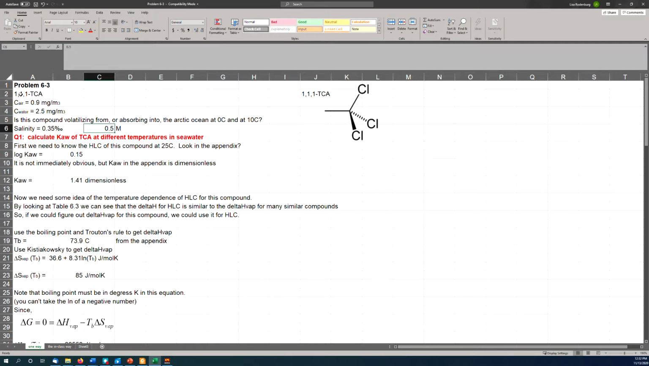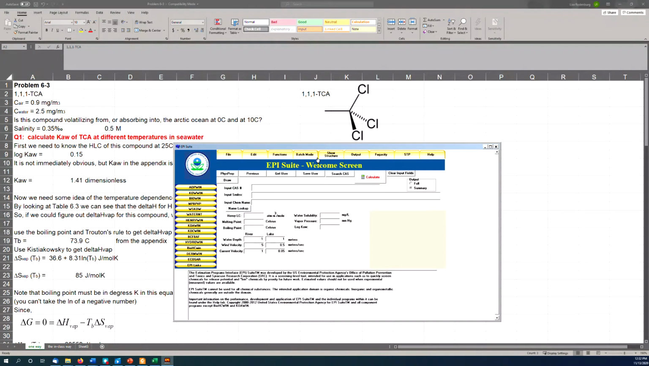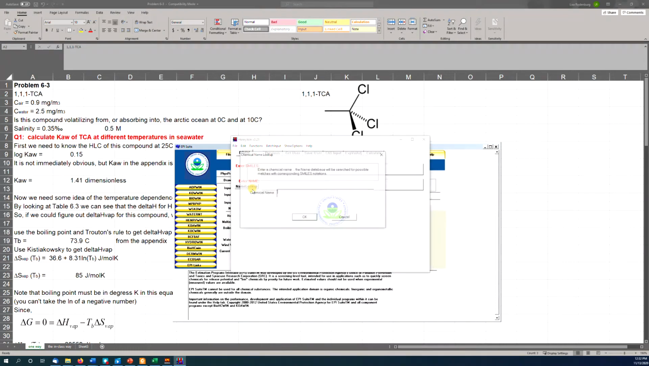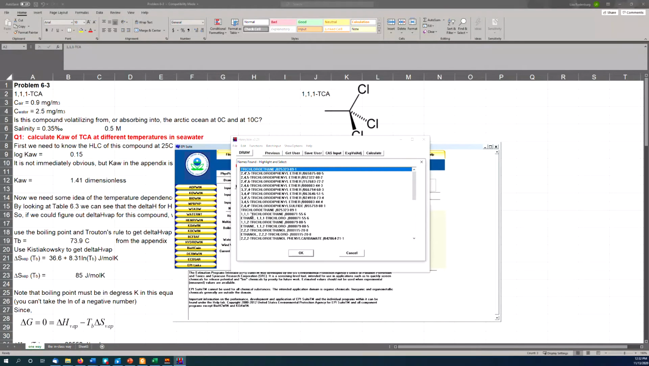So anyway, to answer this question, one of the first things you want to do is figure out the Henry's law constant of 1,1,1-trichloroethane. So now let us do that using our friend EPI Suite. Okay, so here's EPI Suite. This is the first menu you get when you open it up. We could go here to HenryWin, and here's the little thing that pops up. I usually just do the name lookup, trichloroethane. Got a couple of options here, but here's 1,1,1-trichloroethane.